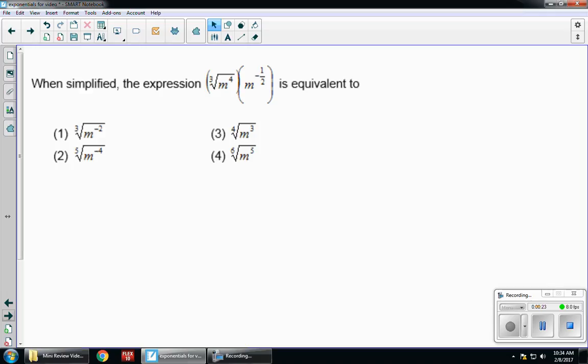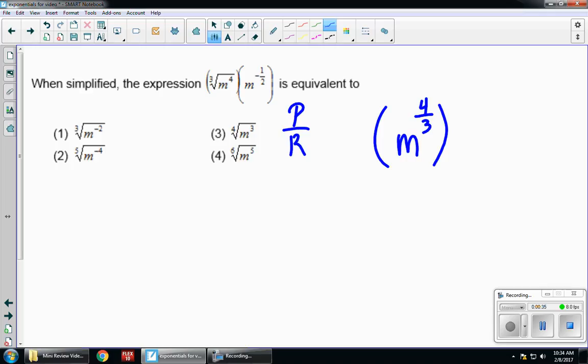So I'm going to work with that first parenthesis. I'm going to use power over root to convert from a radical into a fractional exponent. So I have m to the 4/3 in my first parentheses. The second parentheses I haven't changed. I'm going to leave it alone as m to the negative 1/2. Now, I want to multiply. My laws of exponents tell me that when I multiply, I can add my fractions. So I'm going to go to my calculator and add my fraction.